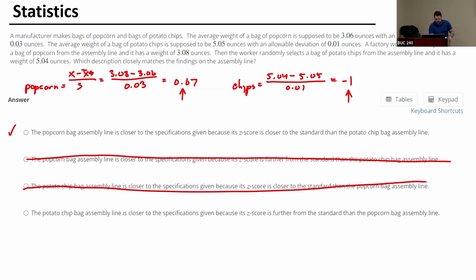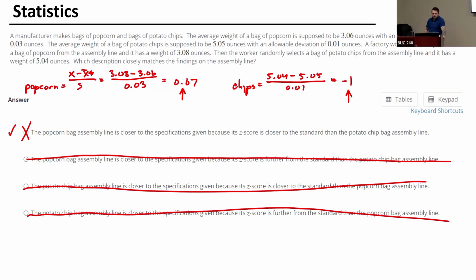So no, that one does not work either. So the only one that makes sense is this one right there. The popcorn bag assembly line is closer to the specifications given because its z-score is closer. It's fitting within that variance. It's fitting within the standard deviation they have set. Okay. Then compared to the potato chip assembly line.